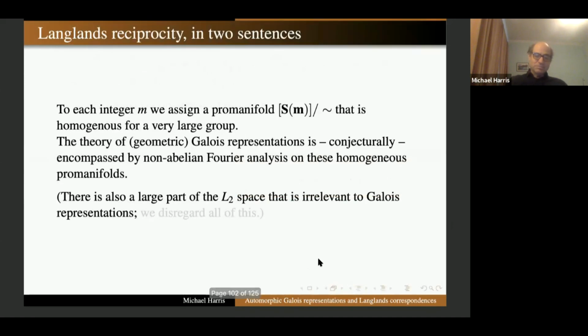However, it so happens, and this is a matter of even greater mystery, there is a large part of the L2 space that has no relevance whatsoever to Galois representations. So one wonders how one can describe them, but we're not going to talk about that today.